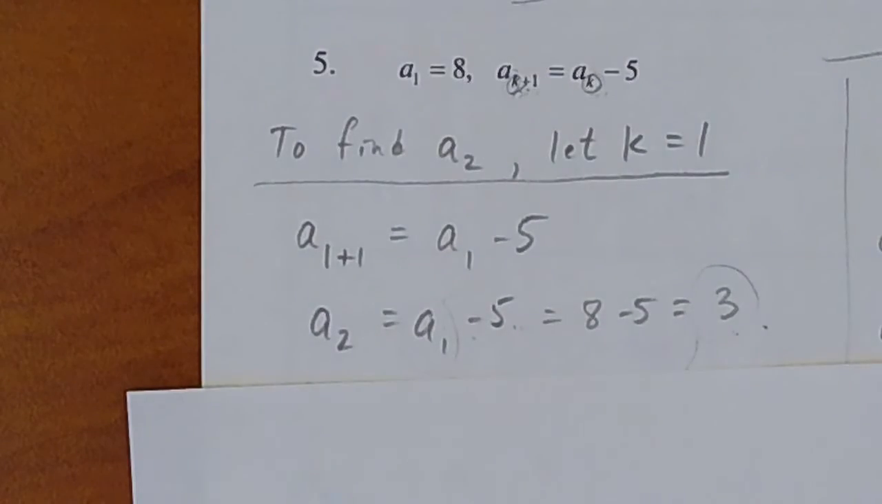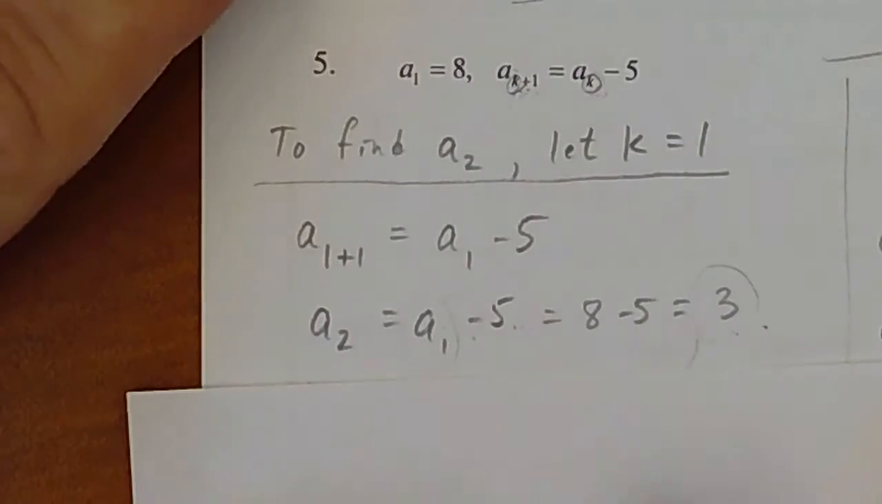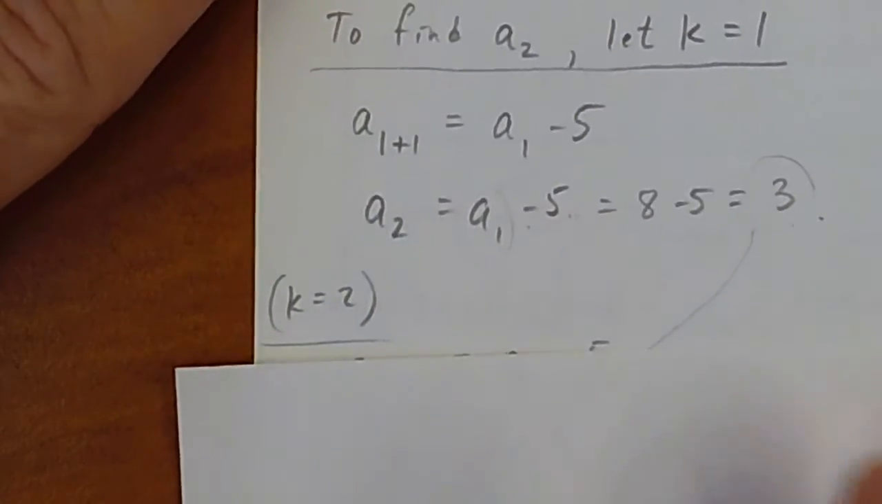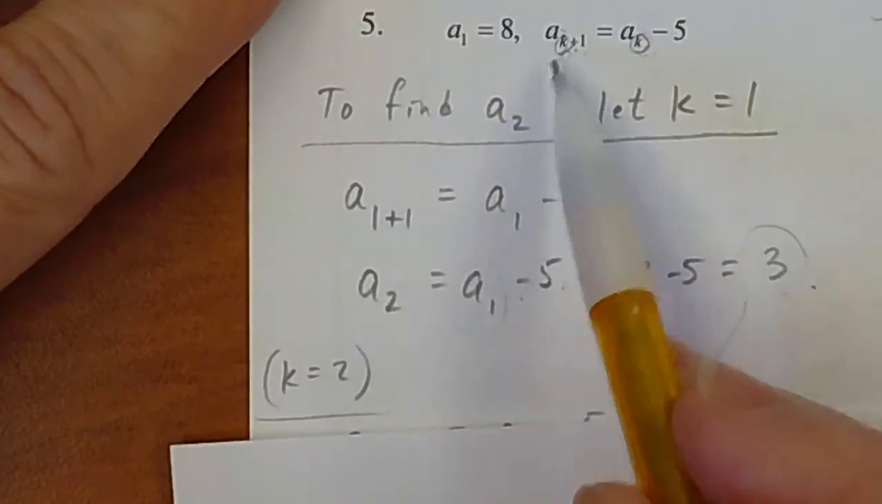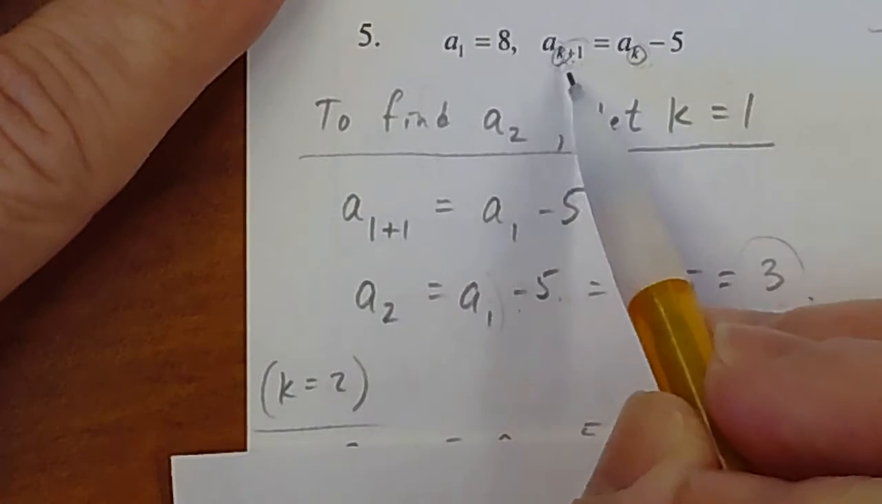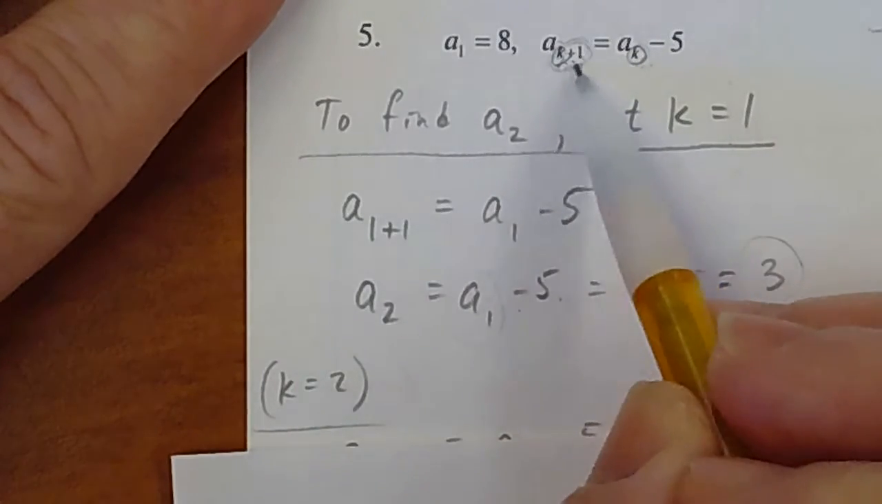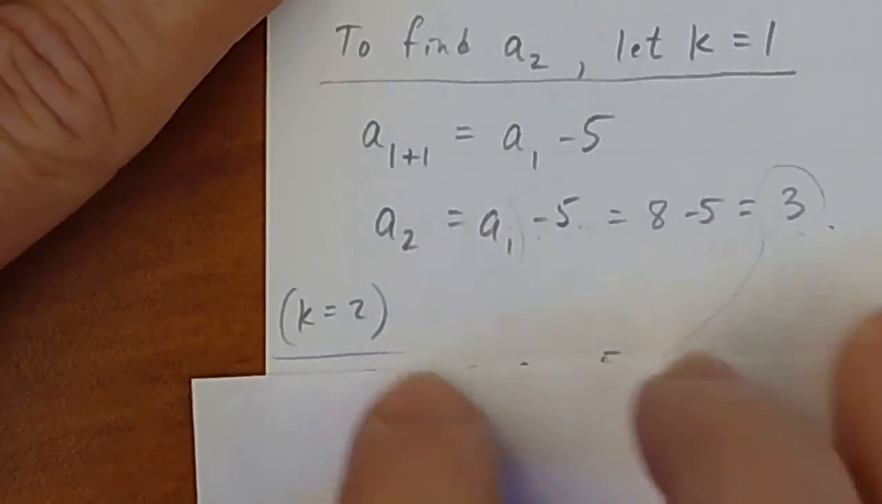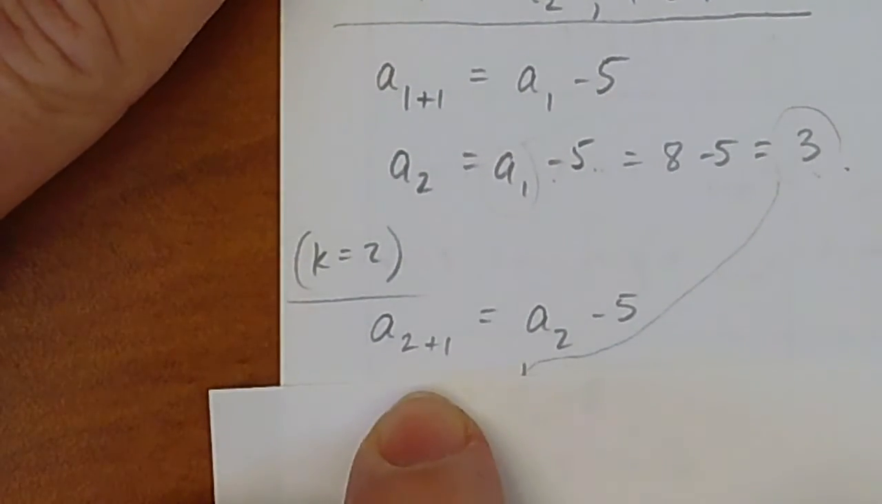Okay, all right, and then we just repeat the process. So now I'm going to go on to a3 and do the same thing. Okay, so now I'm going to let k equal 2. Why did I do that? Well, I got to keep going up by 1. Or you just look at this. How do I get the third term? Well, 2 plus 1 is 3. Okay, so I got to let k equal 2 now. K is 2, then it would look like this.